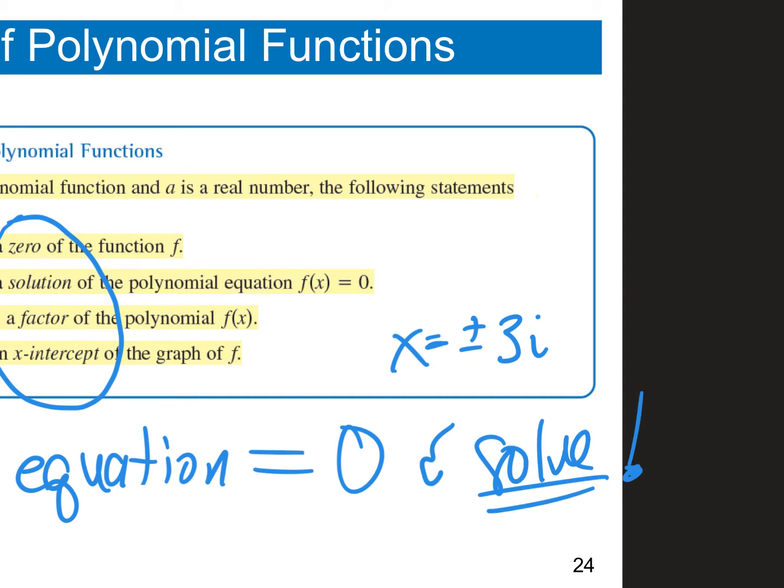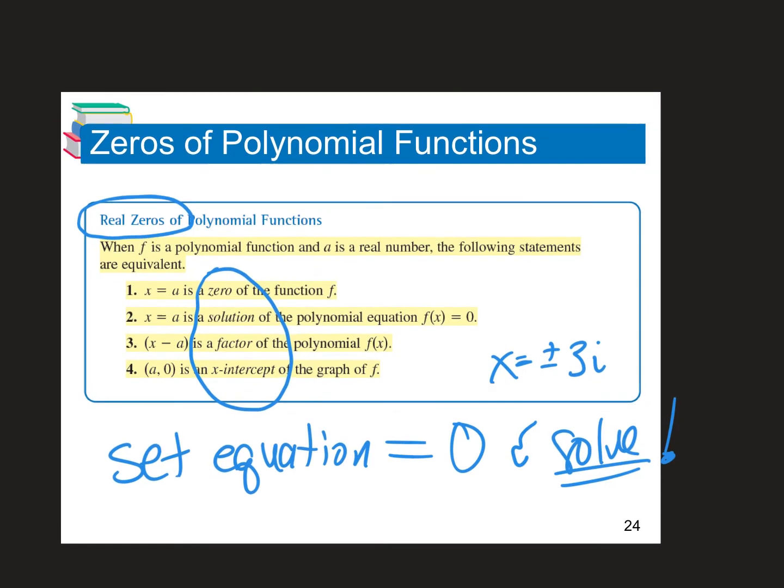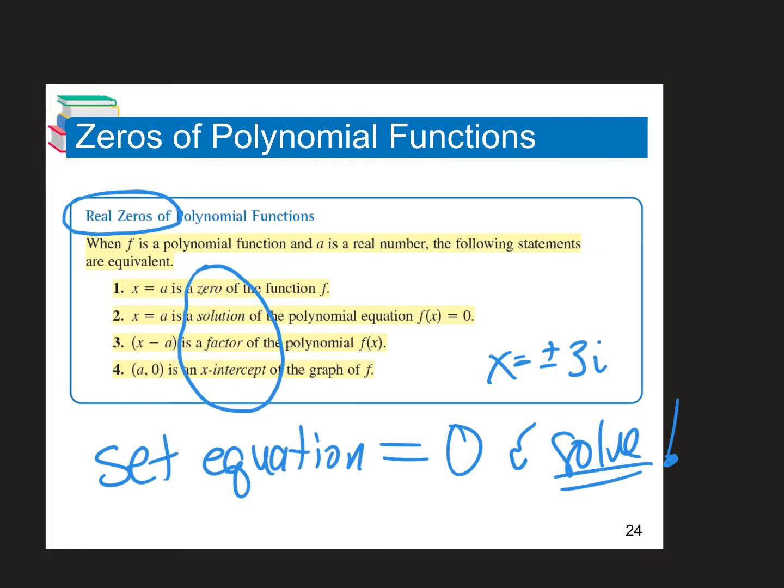98% of the time, we're going to factor. Factoring is never going anywhere. So be mindful. Right now, we're talking about real zeros. We're going to get to the point where we're talking about the fake ones, those imaginary ones. So just pay attention to what you're doing.